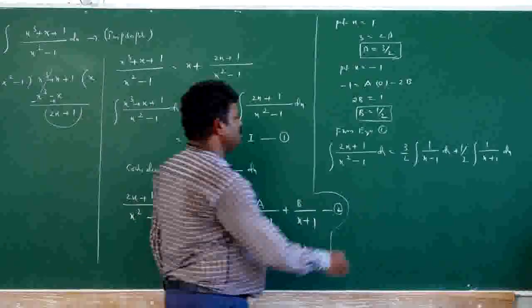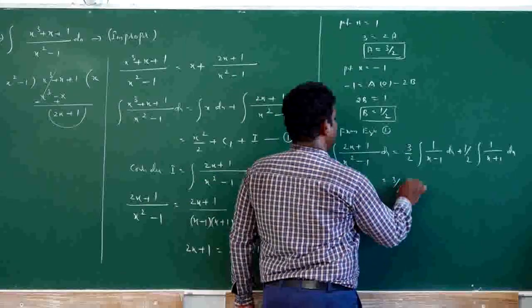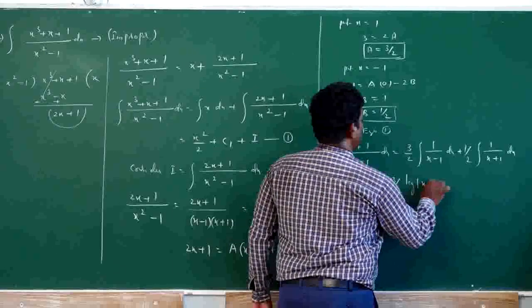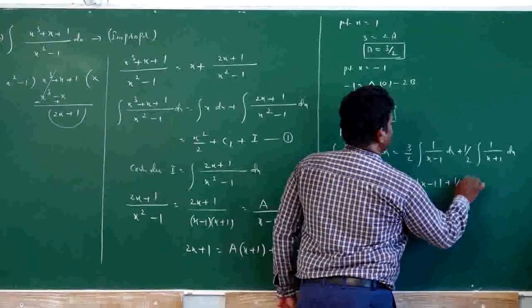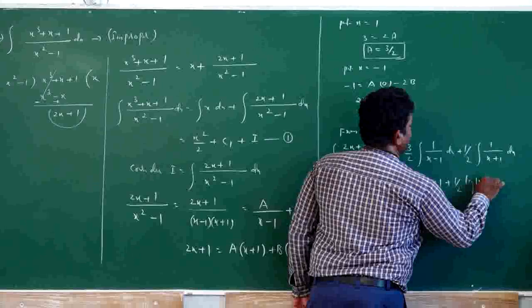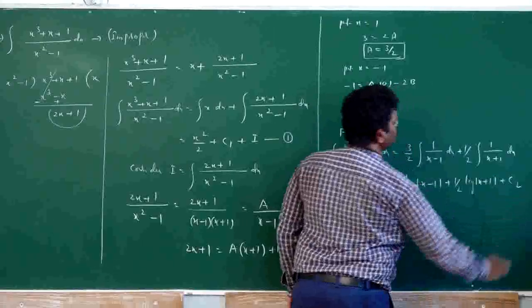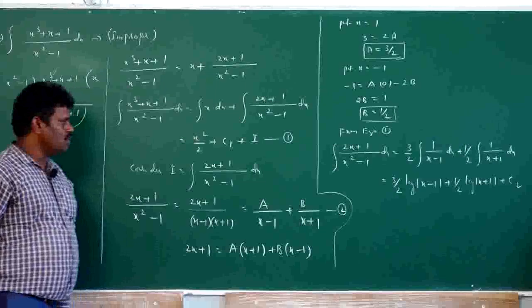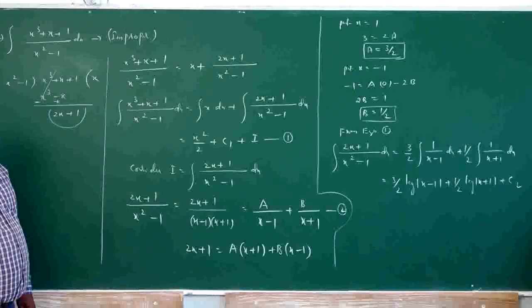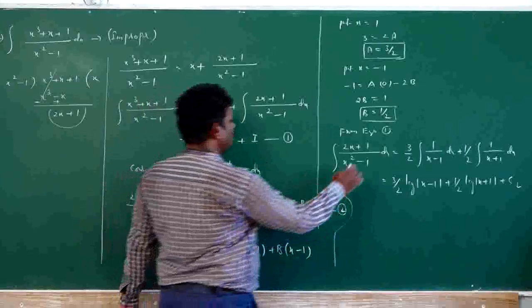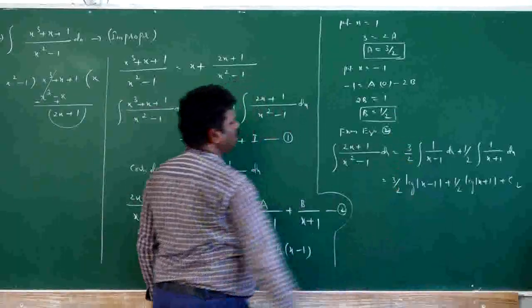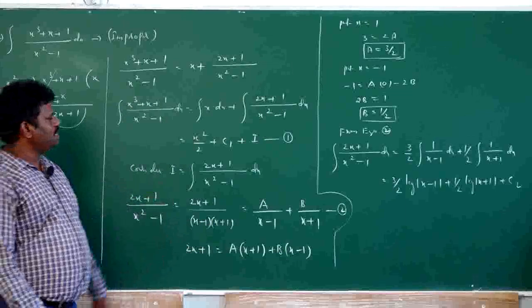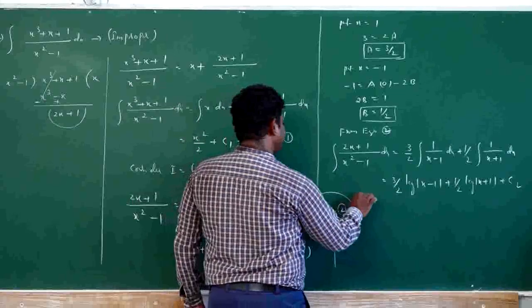Running this integral value, we get 3/2 log|x − 1| plus 1/2 log|x + 1| plus c2. Now these values, where do we substitute them? Here, in equation 2. So now substituting these values in equation 1.